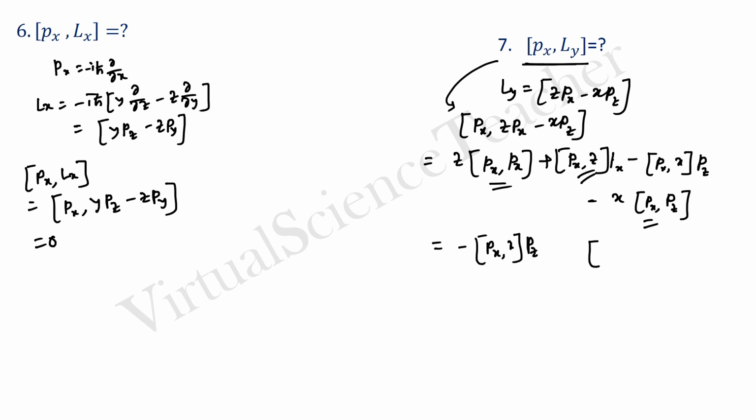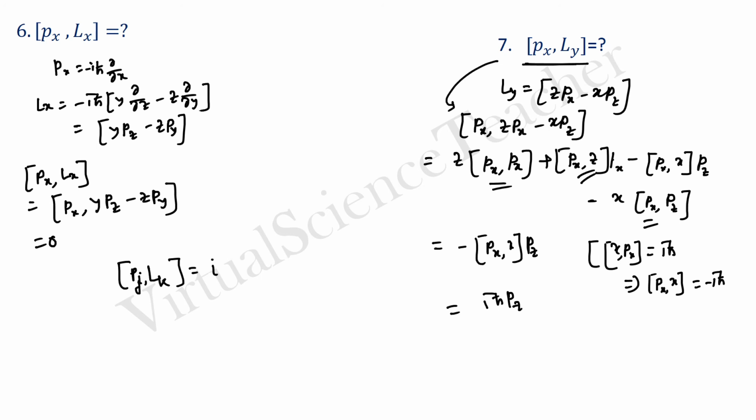We have known that x px equals i h cut, that means px x gives us minus i h cut. Minus minus will be plus, so i h cut pz. We can write similarly, it will be better if I write this as pj l k, this will give us i h cut epsilon jkl pk.